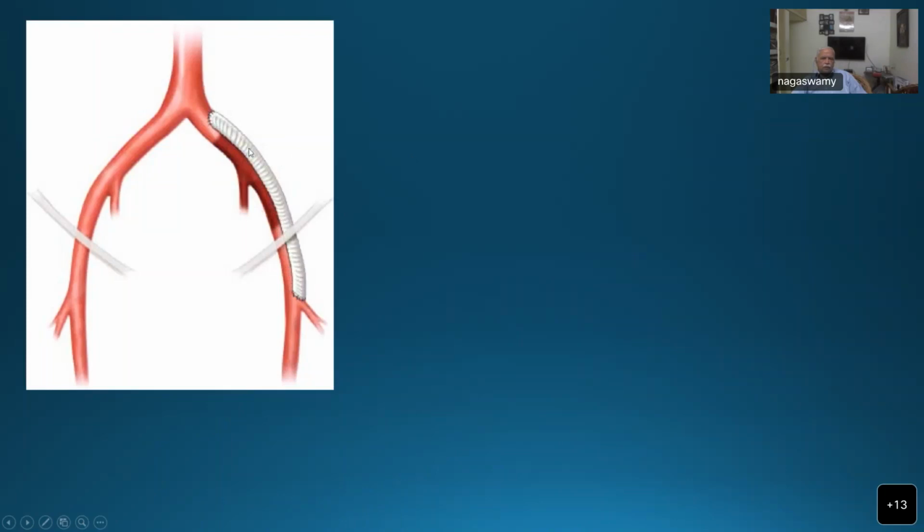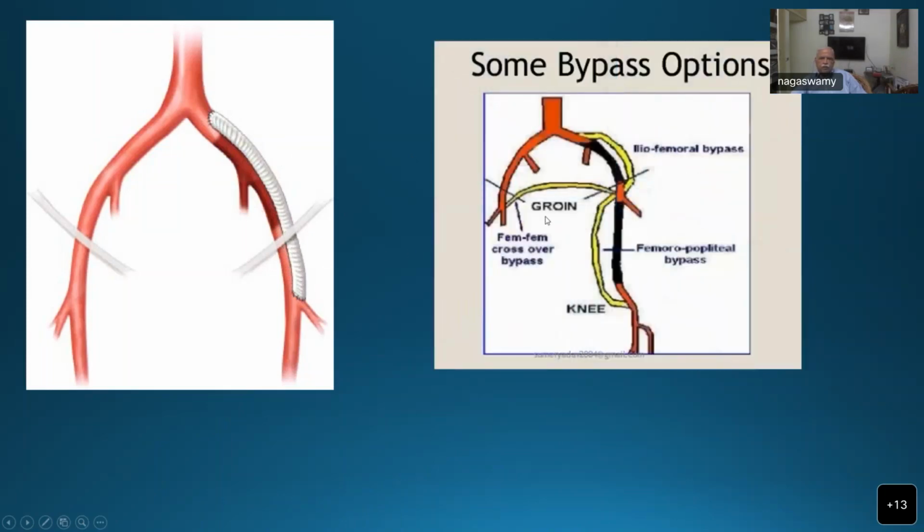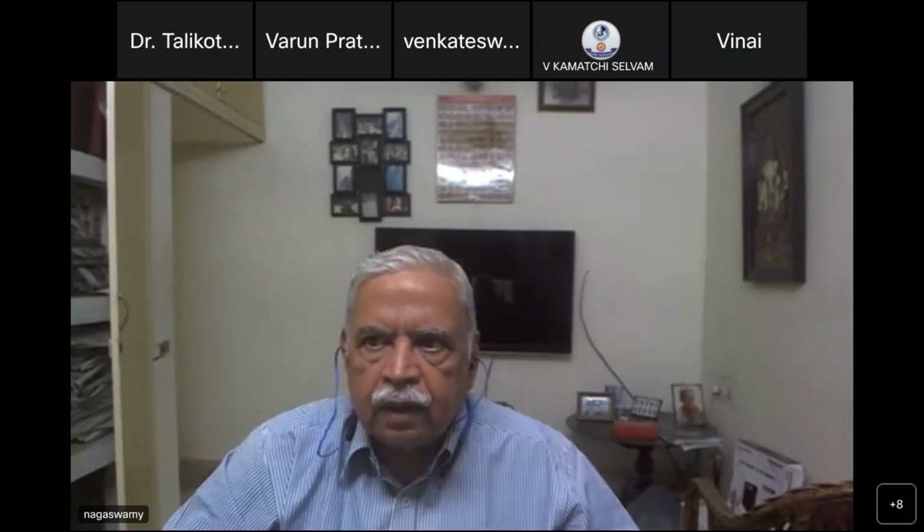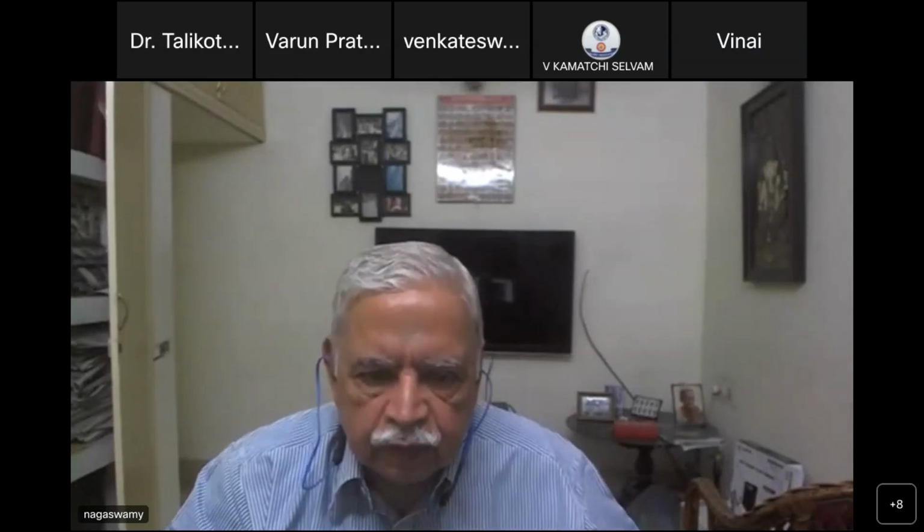So two-end anastomosis and the creation of the space between this is very important. And sometimes the other options are, this is the iliofemoral, you can do femorofemoral, you can do femoropopliteal, or you can transfer from the opposite side also, a femorofemoral form of crossover bypass. So these are all some of the options that are there for this presentation. This is what I thought I will share with you.